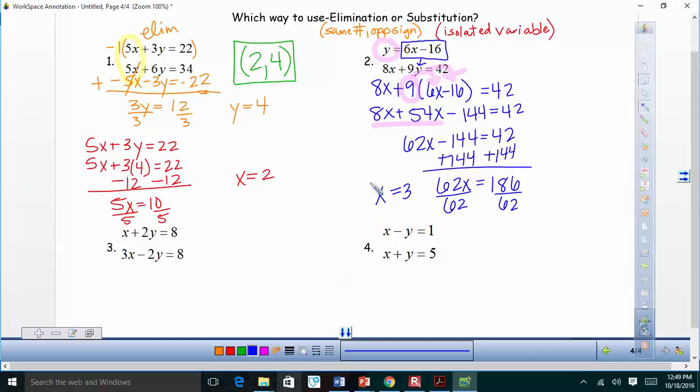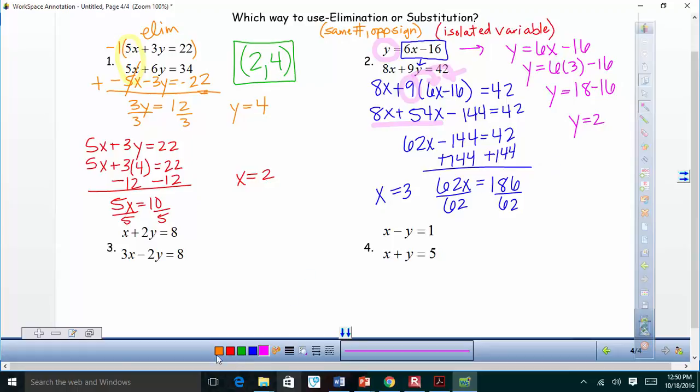Okay, now, once I find my x, what do I need to do? Plug it back into the original. I like the top one because y is already by itself, so we're going to use that. Y equals 6x minus 16. I'm going to take 3 and put it in for this x. So I get y equals 6 times 3 minus 16. You can actually plug this whole thing in your calculator if you want. I know 6 times 3 is 18 minus 16 means that y equals 2.